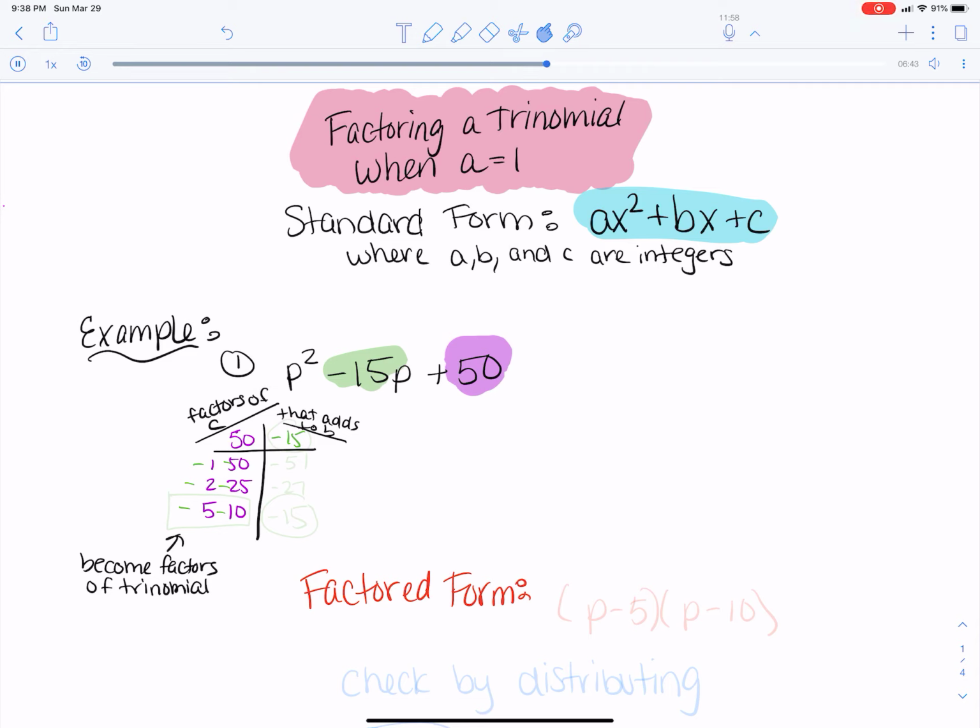So we're going to add our pairs of factors together and see what they add to, because our goal is to get one that adds to this negative 15. So negative 1 minus 50 is going to give me negative 51. It's not that one. Negative 2 minus 25 is negative 27. It's not that one. And negative 5 minus 10 is negative 15. So there we have it, a match. So these two numbers become our factors. All right, so we write our factored form as p minus 5 times p minus 10.